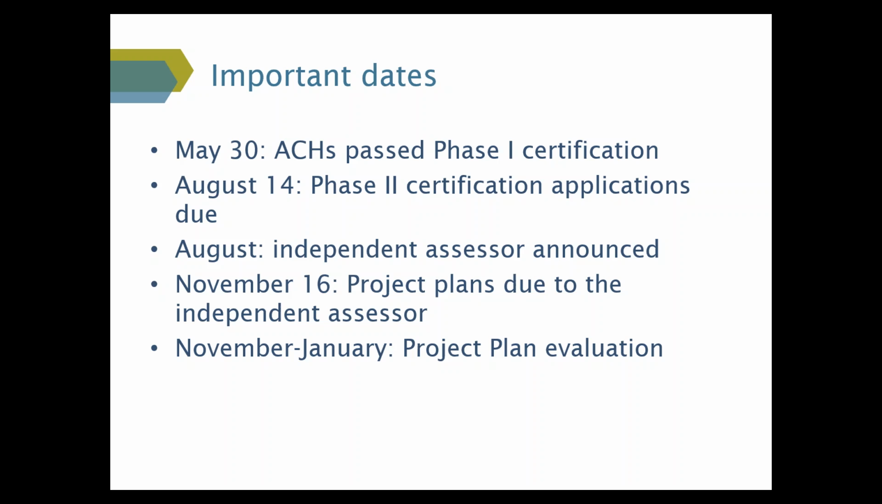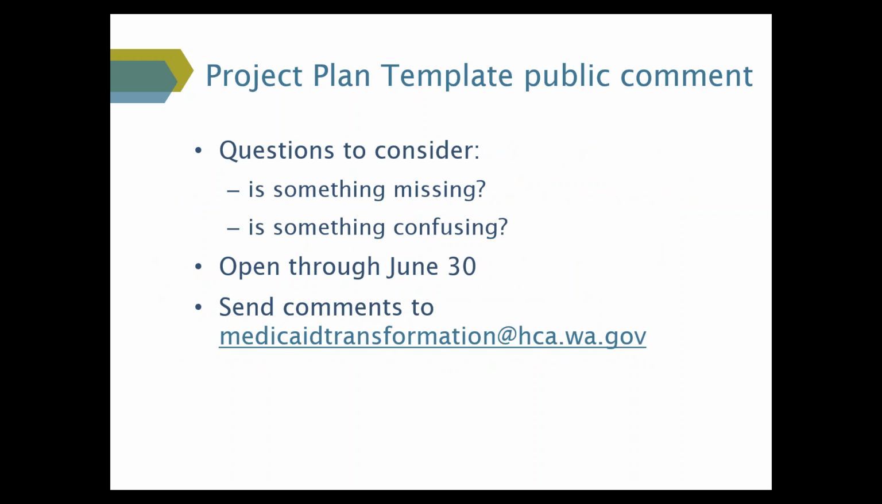The project plan template, if you are looking for that, is on the Medicaid Transformation webpage. There's a link there, and all public comments and feedback should be sent to the Medicaid Transformation inbox, which is medicaidtransformation@hca.wa.gov. Again, that public comment period is open now through June 30th. Something to consider as you're reviewing is whether there is something missing or something confusing that we really need to clarify before that final is released in mid-July.